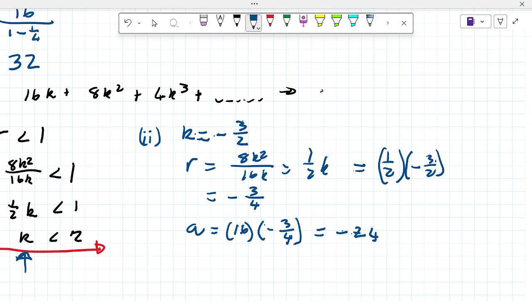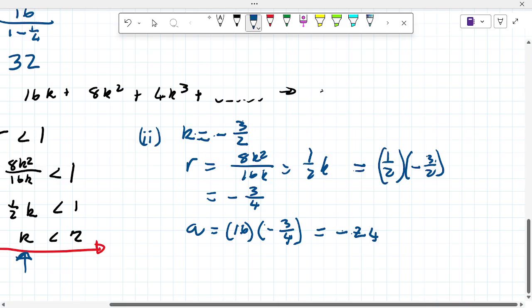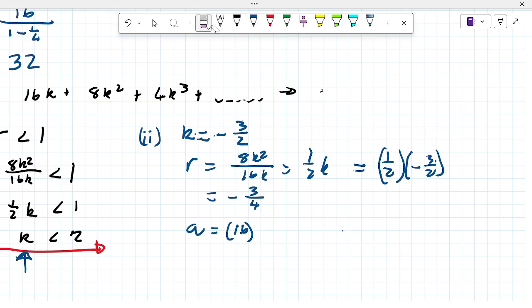Take 16 and multiply it for me with minus 0.7. Oh yes, you're right. That's where I made my mistake. Thank you so much. Yeah, because A is 16K, and K is minus 3 over 2, and that will give me minus 24.